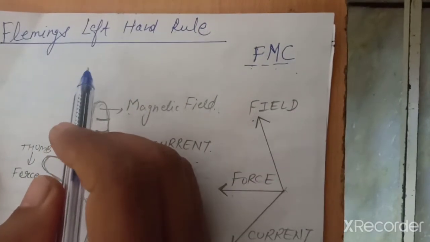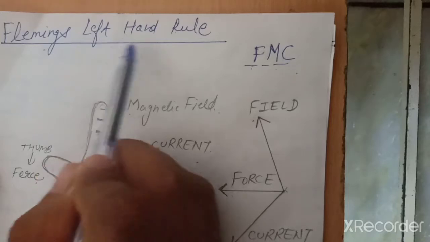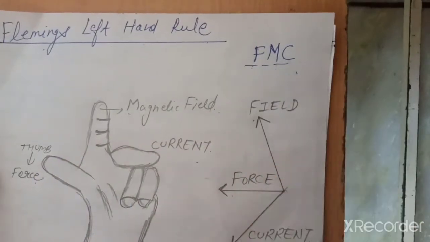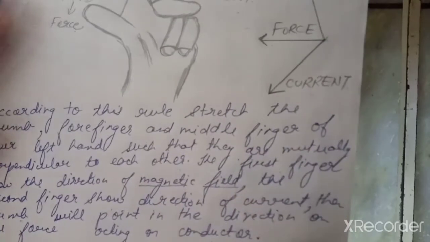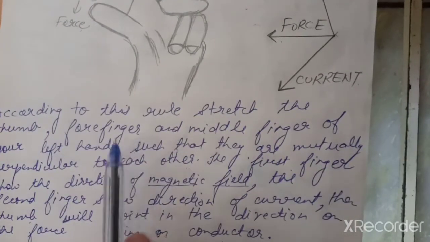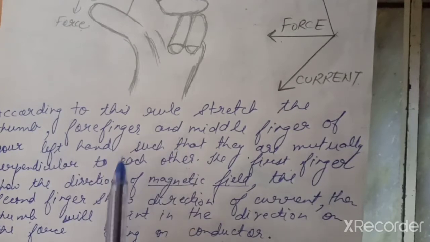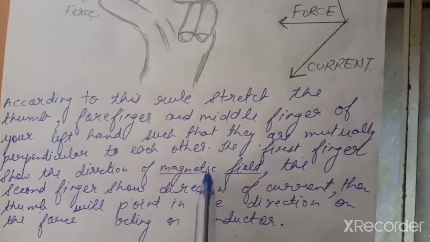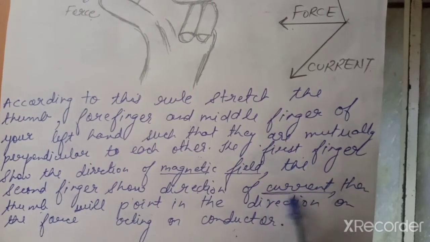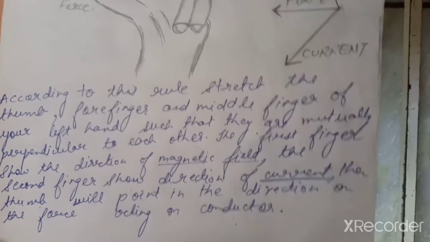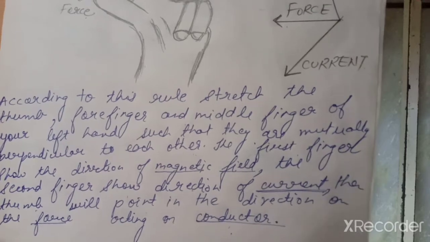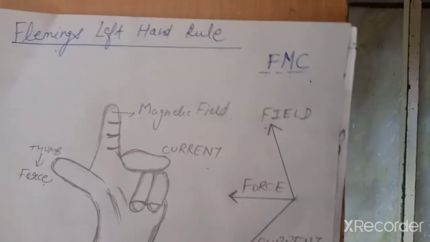That force can be calculated using Fleming's left hand rule, or we can say the father, mother, child rule. So at last, again we are revising. According to this rule, when the forefinger, middle finger and thumb are mutually perpendicular to one another, the first finger shows the direction of the magnetic field, the second finger shows the direction of the current, and the thumb points in the direction of the force acting on the conductor. So this was Fleming's left hand rule.